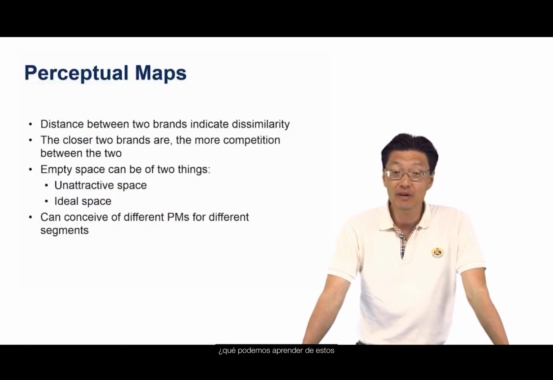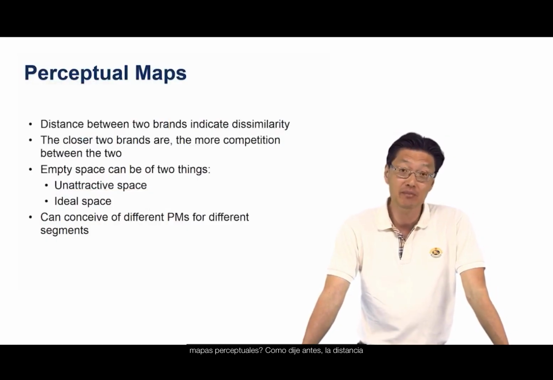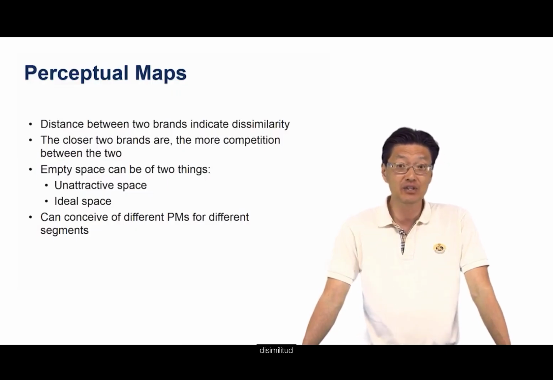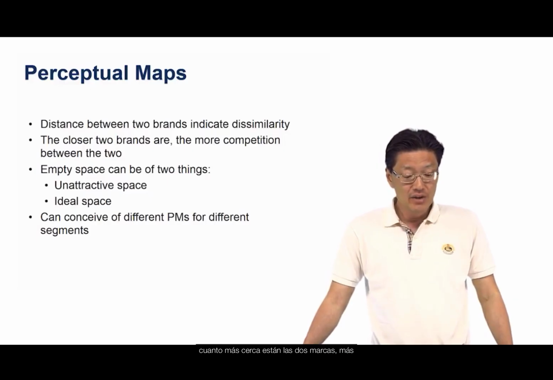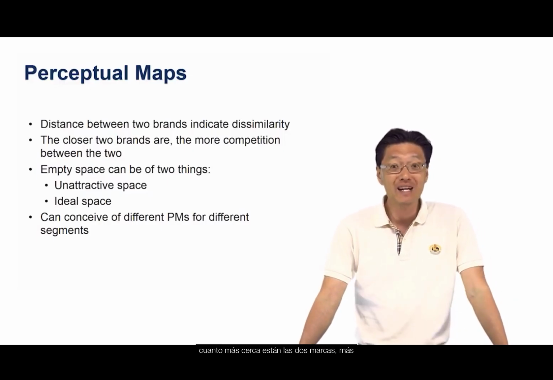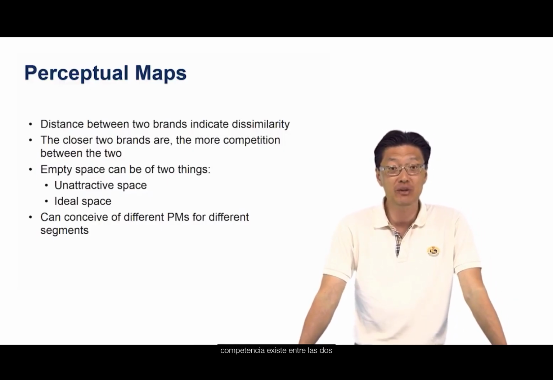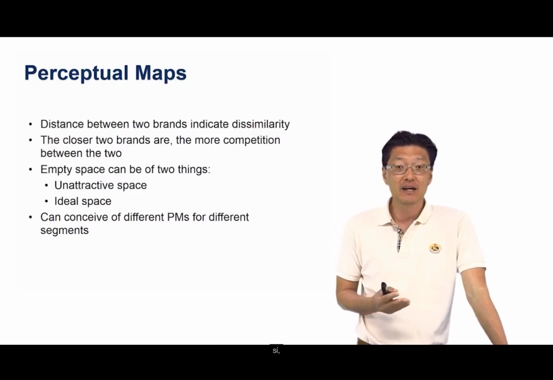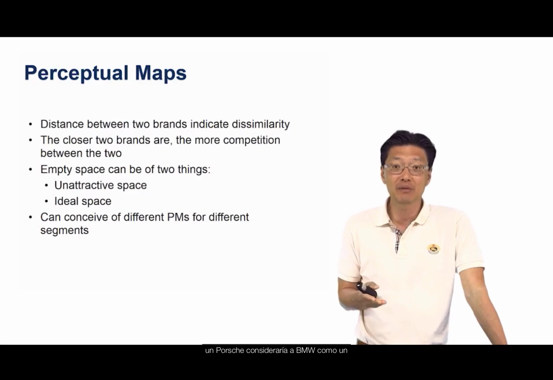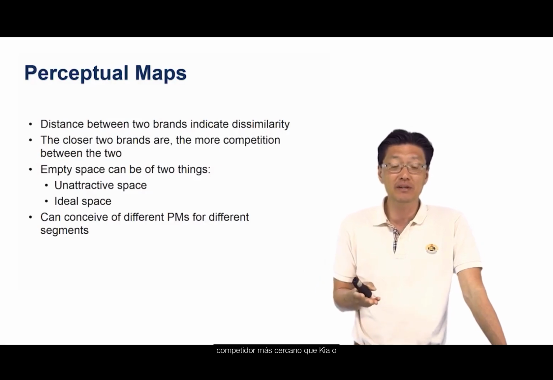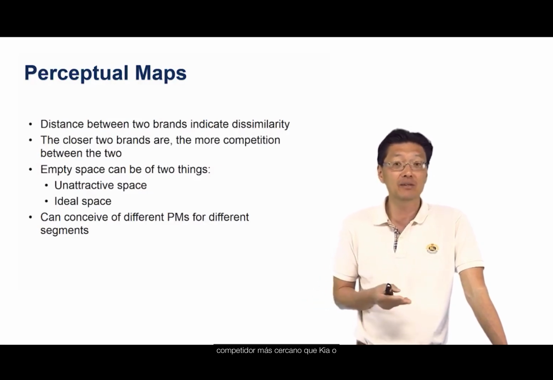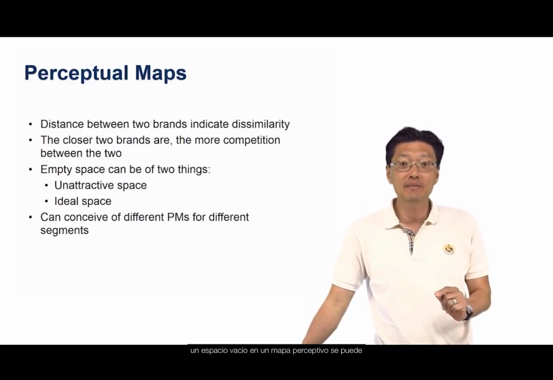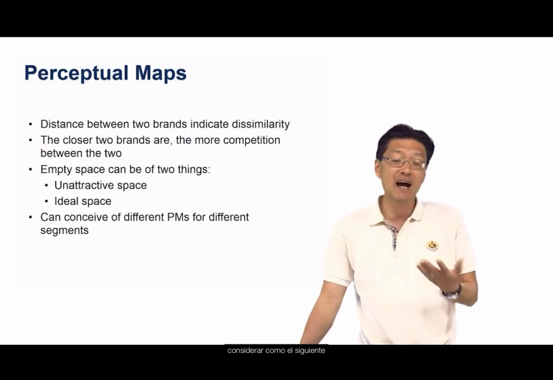So what can we learn from these perceptual maps? Like I said before, the distance between two brands indicates dissimilarity. The closer the two brands are, the more competition exists between them. Because they're more similar to one another, a Porsche would consider BMW to be a closer competitor than Kia or Hyundai. Empty space on a perceptual map can be thought of as the following.